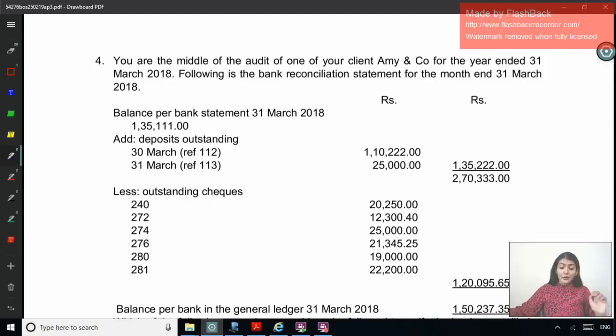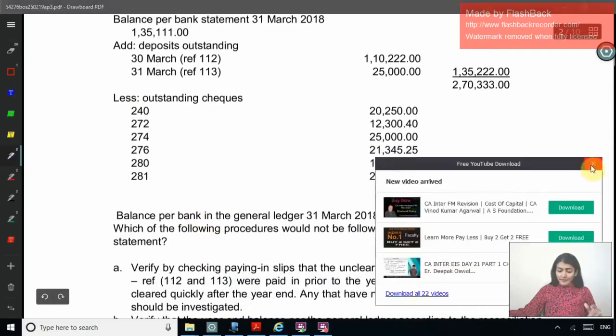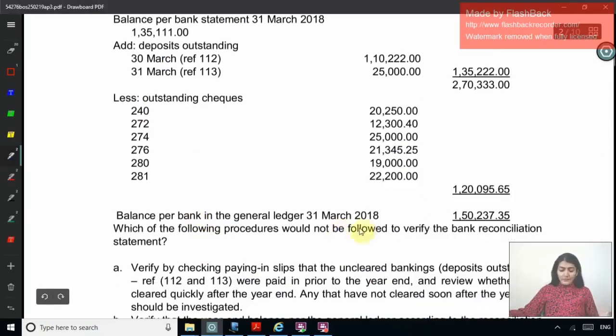You are in the middle of the audit of one of your clients, ME and Company, for 2018. Following is the bank reconciliation statement for 2018. Balance as per bank statement, deposits outstanding and less outstanding checks. Balance as per the bank in the general ledger, 31st March 2018. Which of the following procedures would not be followed?